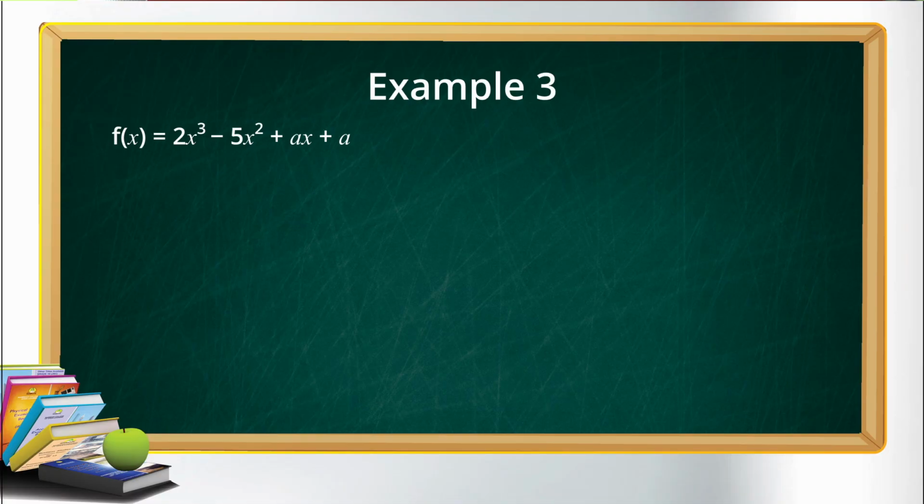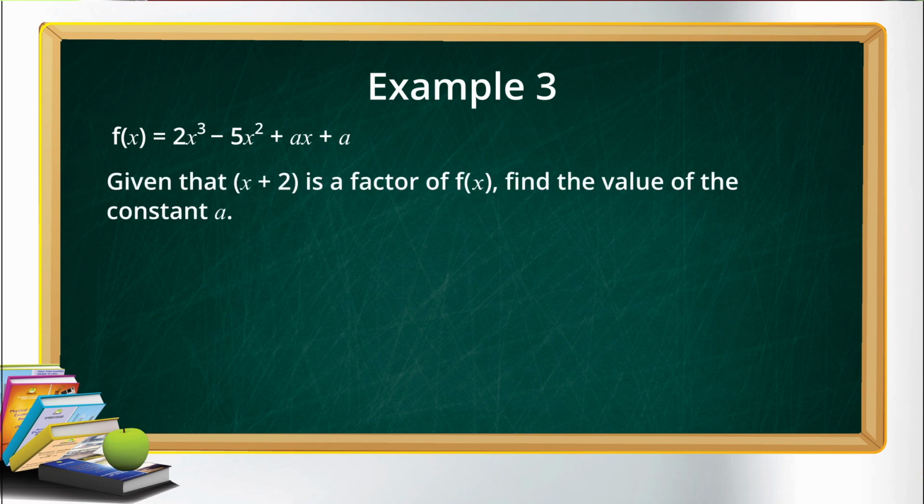Learners, we are now going to do one last example, this time a little bit more difficult, but the method remains the same, so don't despair, please stay with me. We are given this function f of x is equal to 2x cubed minus 5x squared plus ax plus a. Now they are asking, given that x plus 2 is a factor of f of x, find the value of the constant a.